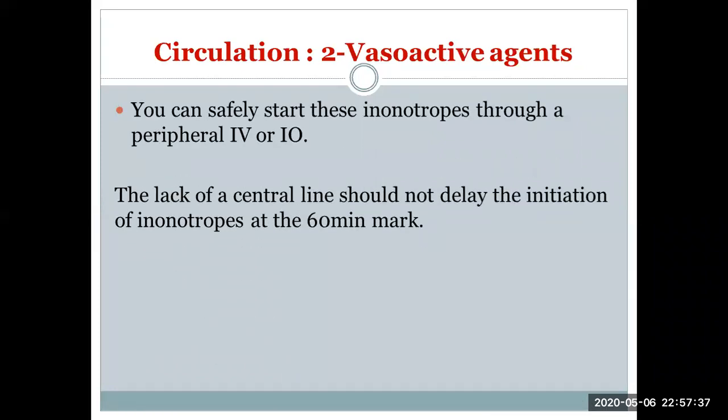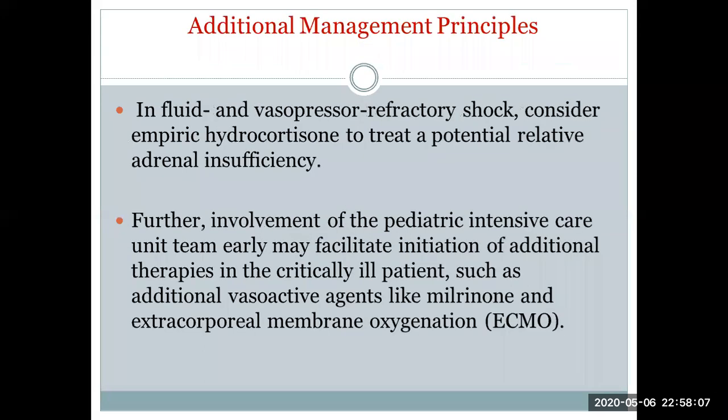Keep in mind that you can safely start inotropic support through the peripheral IV line, even through the IO. If you have no IV line, you can start it through the IO safely. In the meanwhile, while you're starting it, central line preparation should be requested, and the central line should be inserted as soon as possible. But don't delay the initiation of inotrope until after the central line or the peripheral line. You can use IO, IV, or central line.